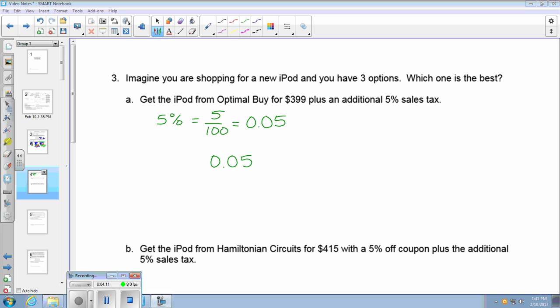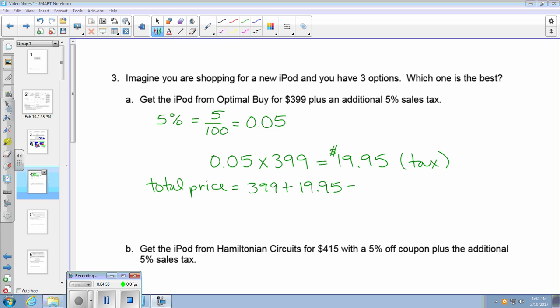We want 5% of 399. We're going to multiply. So I'm using X for my multiplication sign here. And grab a calculator to verify this. But that is going to add on another $19.95 in tax. So your total price is going to be $399 plus the $19.95. And that gives you a total of $418.95.